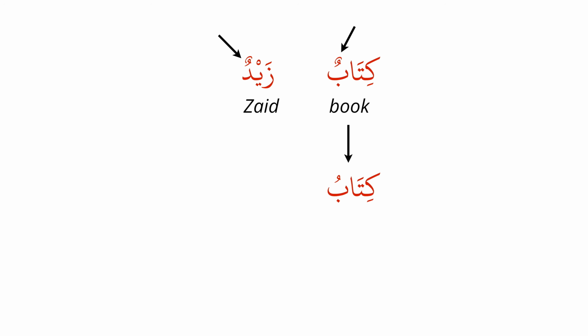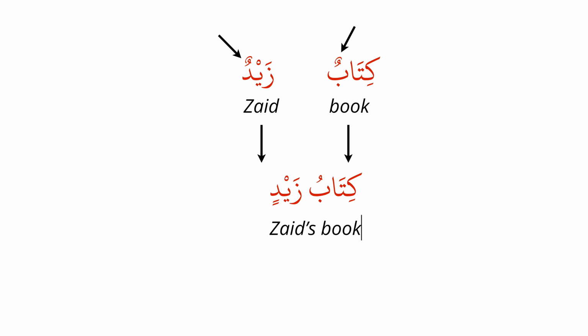So what we learned so far is that if we have two nouns, kitabun meaning a book and zaidun meaning Zaid, when these nouns come together in a relative phrase, the noun kitab will lose its tanween, leaving it with a single harakah, so it becomes kitabu. And the noun zaidun will shift to genitive case, so it becomes zaidin. And the whole phrase becomes Kitabu Zaydin, meaning Zayd's book.